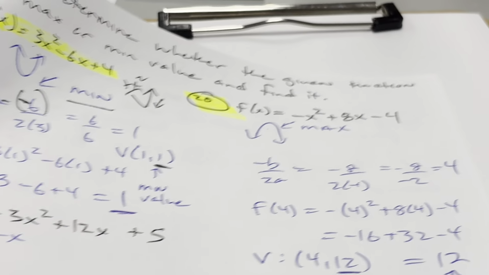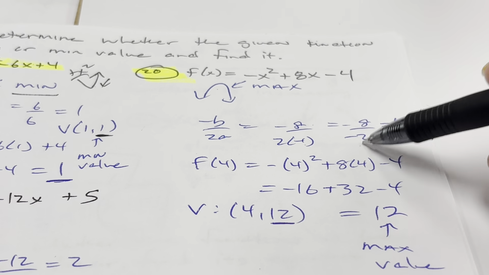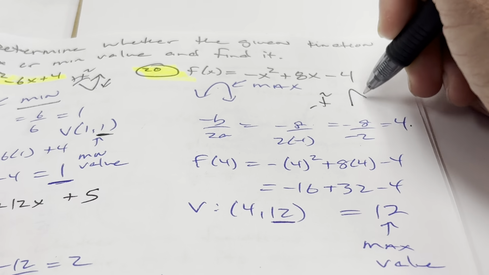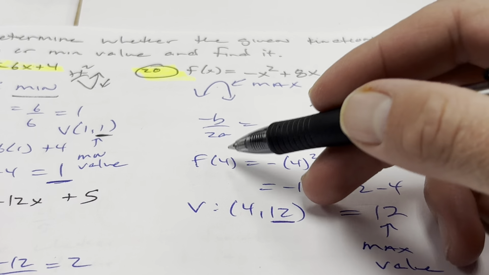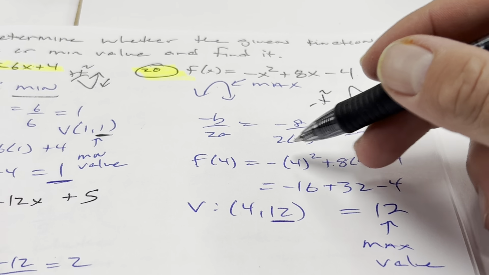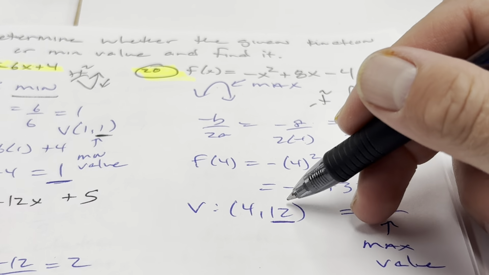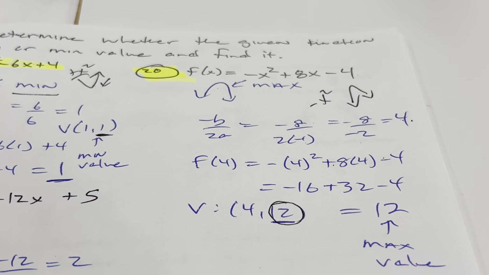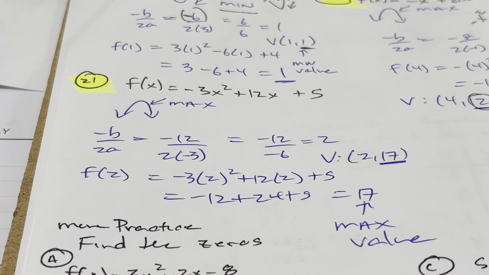All right, number 20. The opposite of b over 2a, it's 4. It's a max because it's a negative x squared. Negative x squared is an igloo and it's a max. I'm going to plug 4 in. All right, I get 4 squared, which is 16, times a negative, plus 32 minus 4. That's 12. So the vertex is 4, 12, and the min or max value is always the y value of the vertex. So it's 12.